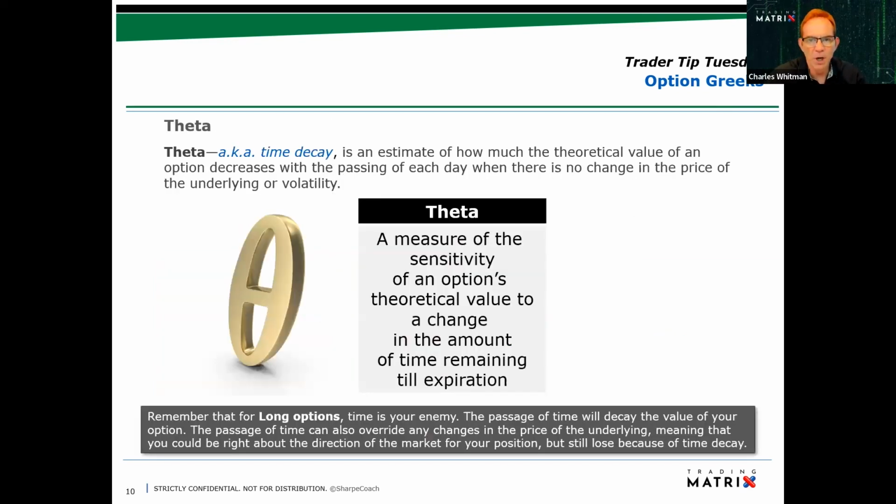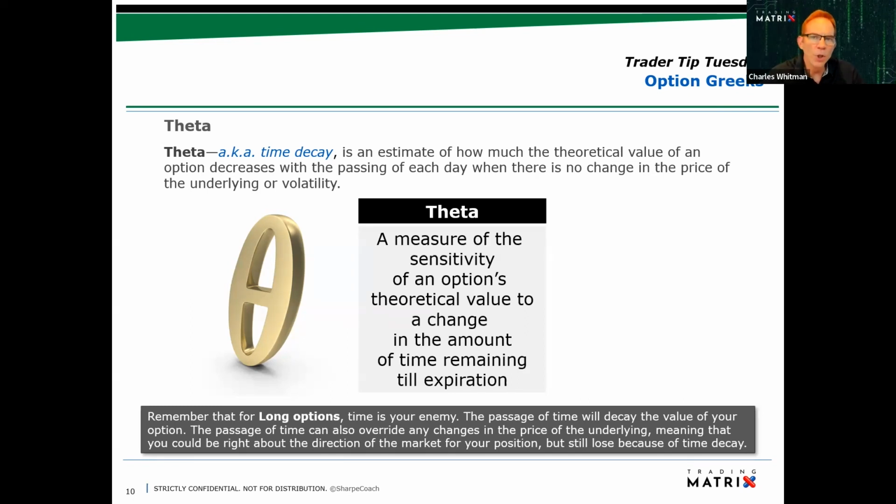Okay, theta, also known as time decay, is an estimate of how much the theoretical value of an option decreases with each passing day, where there is no change in the price of the underlying or the volatility. So if we're short options and the market doesn't move, but a day passes, you're going to make money because that option is going to decrease in value. Conversely, for long options, we're going to lose money because it's going to decay. Every day that the market doesn't move, it's going to decay.